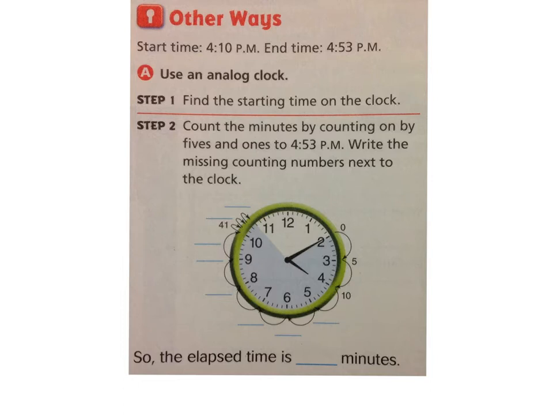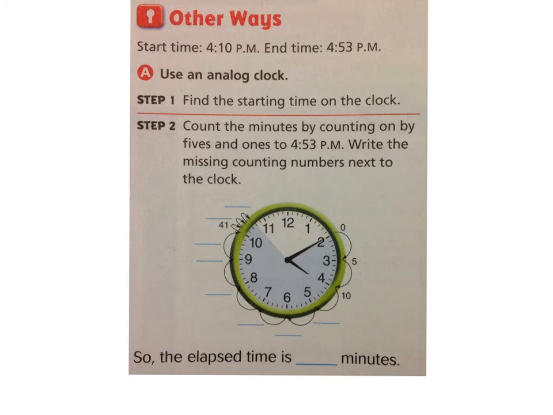Step 1 is to find the starting time on the clock. On this clock you can see we already have the starting time. The hour hand is pointing between the 4 and the 5, so my hour is 4, and the minute hand is pointing at the 2, which is 10 minutes. So my start time is 4:10. Step 2 says to count the minutes by counting on by fives and ones to the end time 4:53 p.m. As we're counting, be sure to write the missing counting numbers next to the clock.